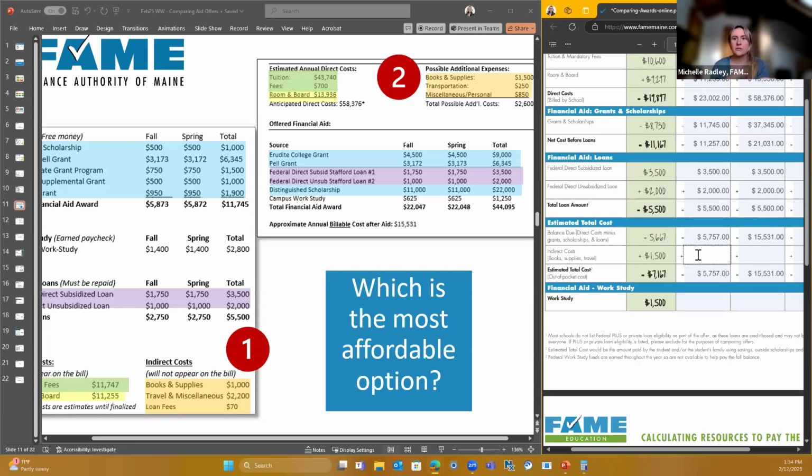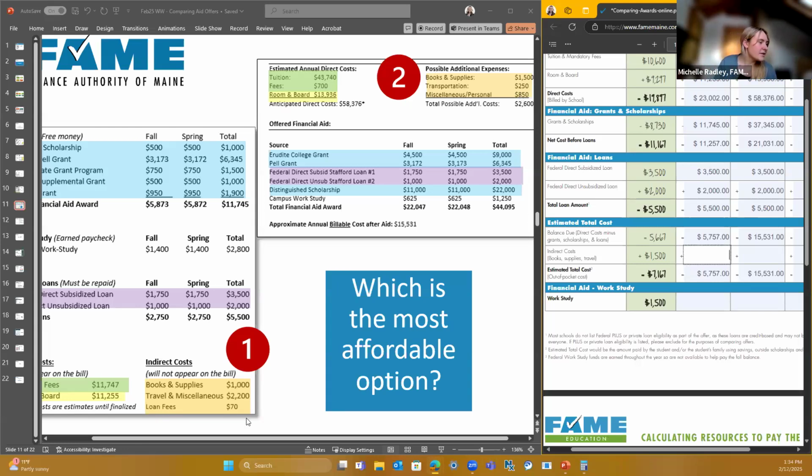And this is also handled a little bit differently because it is not billed by the school. This is something that individuals can have a little bit more discretion about. For one example, one student might have a car on campus, one student might not have a car on campus. That can skew the indirect cost pretty significantly, especially if one student's commuting and one student is not. So things like that factor into play.